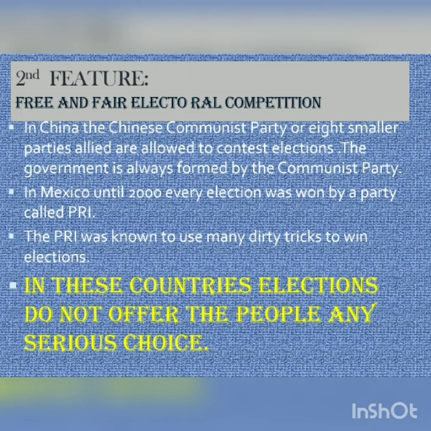The PRI is known to spend huge amounts of money in buying votes. Therefore, we can say that even in Mexico, it cannot be called a democracy because the elections are neither free nor fair.